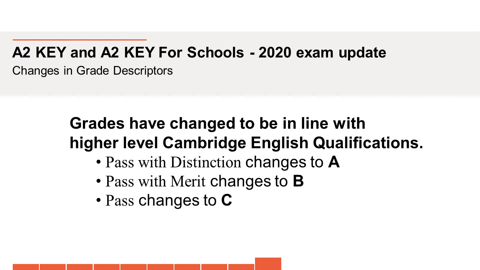Grades have changed to be in line with higher-level Cambridge English qualifications. The main change to the way results are reported is that from January 2020, candidates get an A, B, C grade rather than pass with distinction, pass with merit, pass as they did previously. This brings Key and Key for Schools into line with First, Advanced and Proficiency.